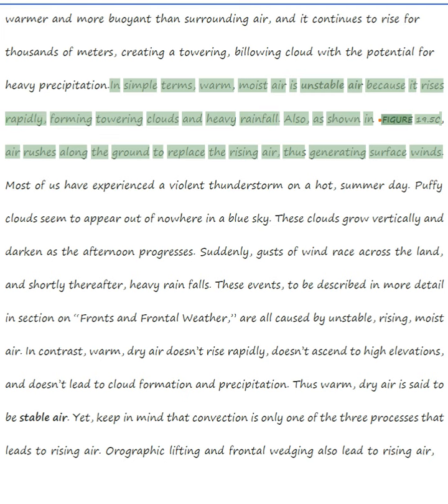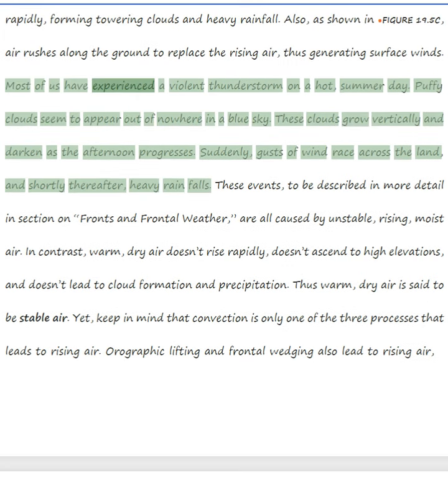Also, as shown in Figure 19.5c, air rushes along the ground to replace the rising air, thus generating surface winds. Most of us have experienced a violent thunderstorm on a hot, summer day. Puffy clouds seem to appear out of nowhere in a blue sky. These clouds grow vertically and darken as the afternoon progresses. Suddenly, gusts of wind race across the land, and shortly thereafter, heavy rain falls.